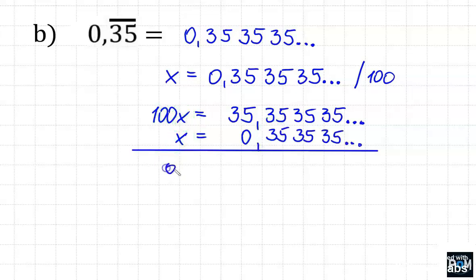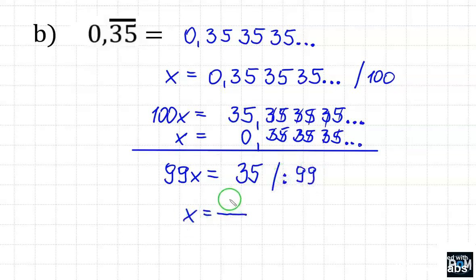100x minus 1x will be 99x. And now we go from the end again. All the 5's cancel out with the 5's. All the 3's cancel out with the 3's. So after the decimal point, there's nothing left. After the decimal point, it's 0, so we don't write the decimal point, and the whole will be 35 minus 0. That's 35. And now we just need to divide it by 99. And it turns out that x equals 35 over 99.